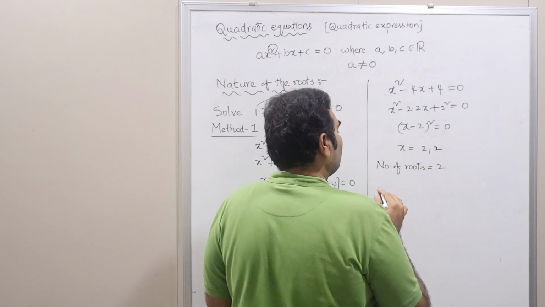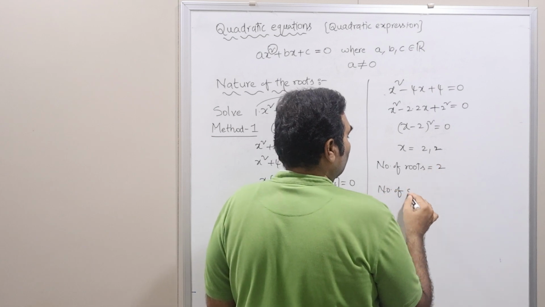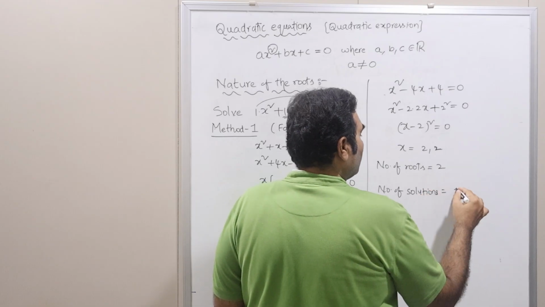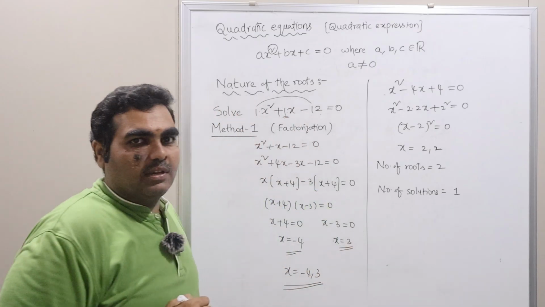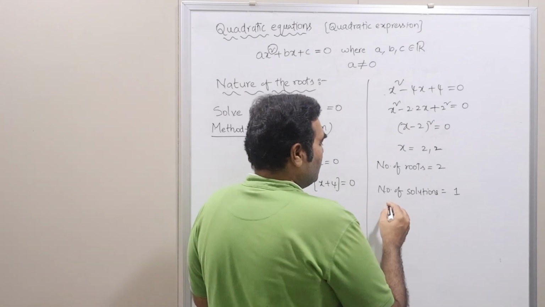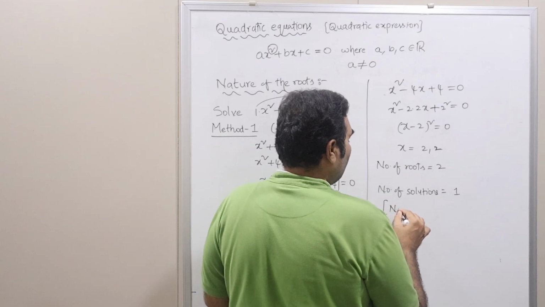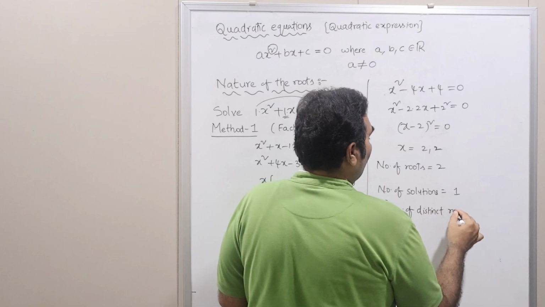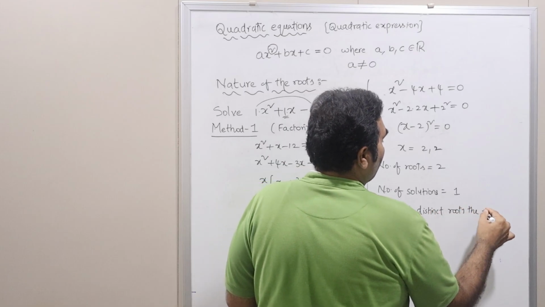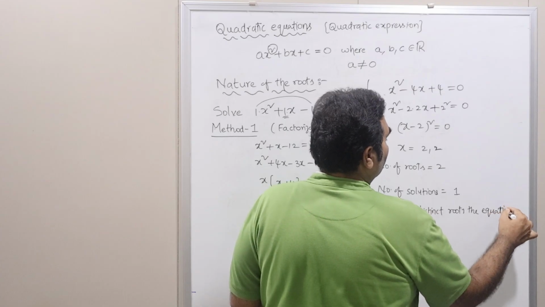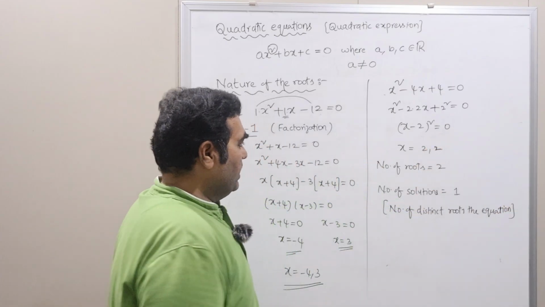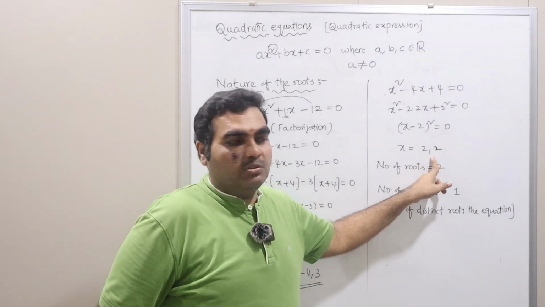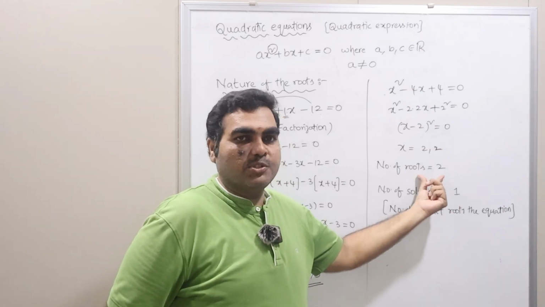The number of roots is equal to 2. What is the number of solutions? Number of solutions is not 2, it is 1. Why? Because number of solutions is always nothing but the number of distinct roots of the equation. In this case, the number of distinct roots is 1. 2 is repeated here, it's not distinct. So number of solutions is equal to 1, number of roots is equal to 2.